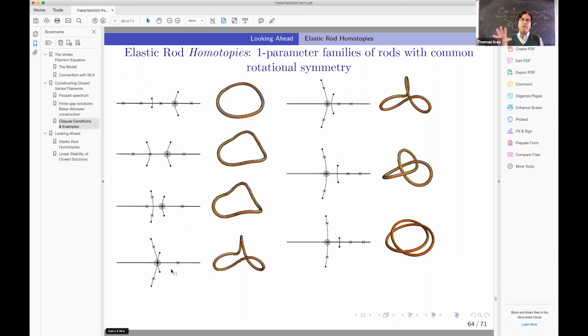So what we want to do in the second part of this talk is drill down into this deformation procedure and actually use it to build filaments of increasingly complex knot types. And I think I will leave it right there since it's 10 to 3.